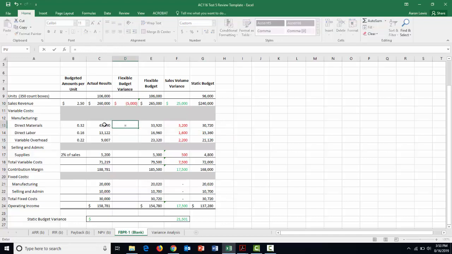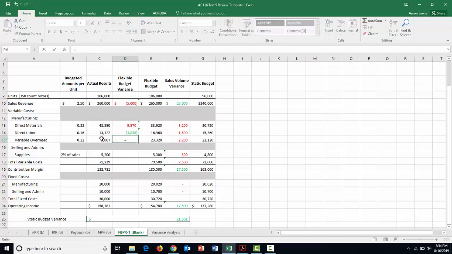For direct materials, we actually spent $43,890. We should have spent $33,920. Means we have a difference of $9,970. We spent more on materials than we thought we were going to. That is definitely not good. For direct labor, we actually spent $13,122. Our flex budget says we should have spent $16,960 based on the direct labor amount per unit, which means we have a difference of $3,838. We spent less in our actual results than our flex budget says we should have, and spending less on labor is good for your company because it increases your profitability.